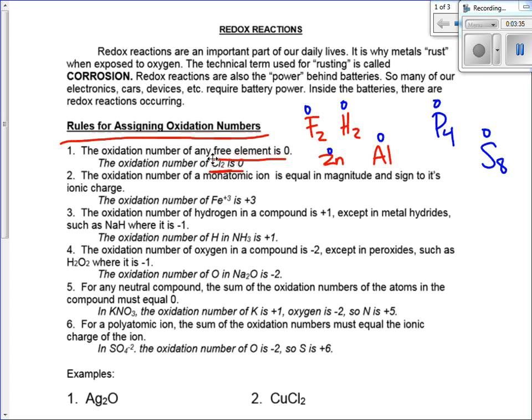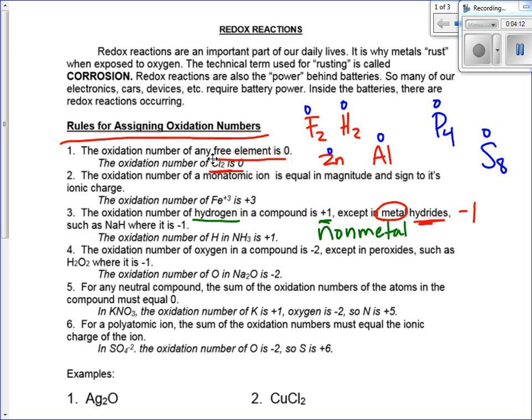Hydrogen is a little bit of a tricky one. Hydrogen is usually plus 1, and that's when it's with non-metals. If hydrogen is with a non-metal, it's going to be a plus 1. Okay? If you see hydrogen with a metal, hydrides, that's when they go to minus 1. So when hydrogen is with a metal, you'll see it'll be a minus 1 charge, or minus 1 oxidation number.